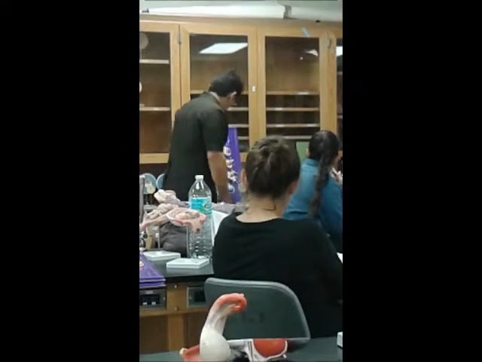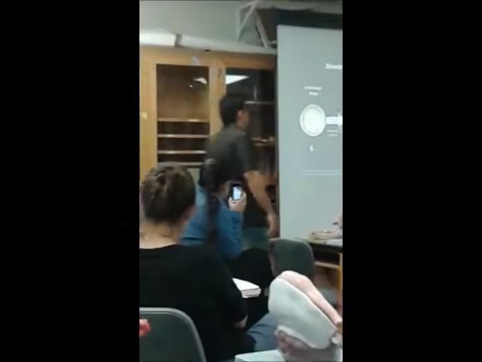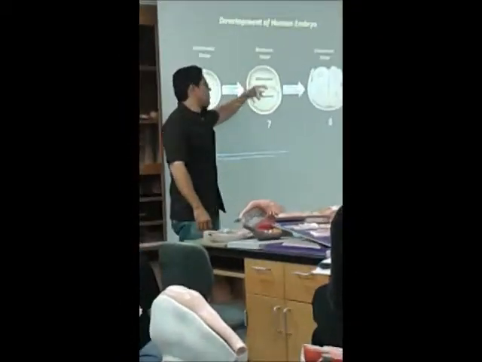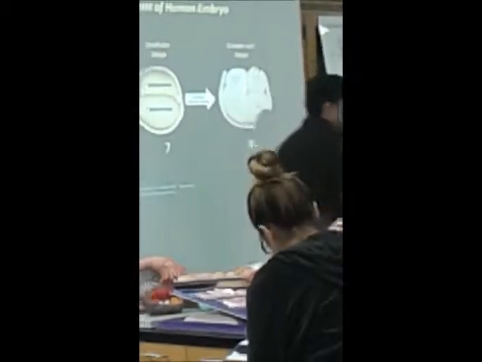So it's pretty much like this, right? It's just pretty much like that. So this will be the two-cell stage, and each portion of the two-cell stage is known as a blastomere. Okay.